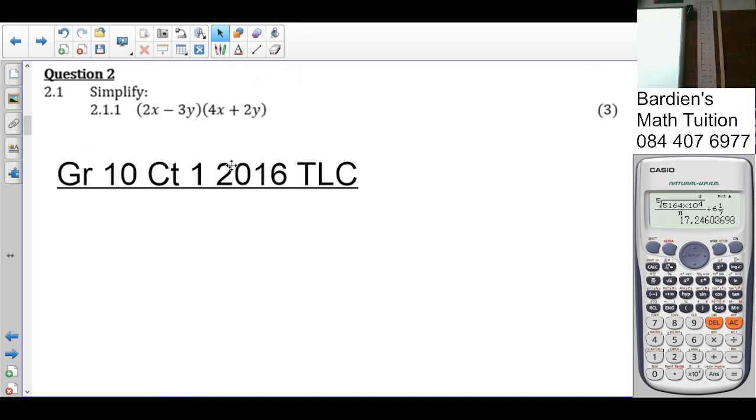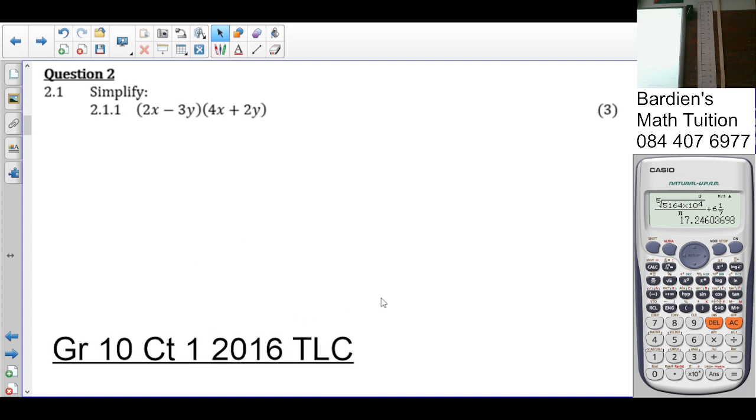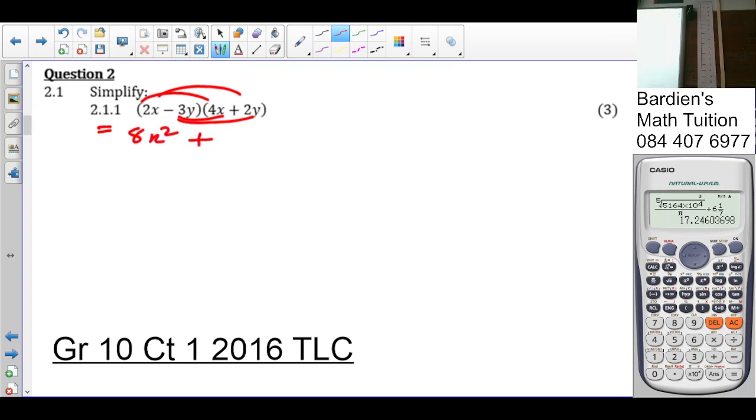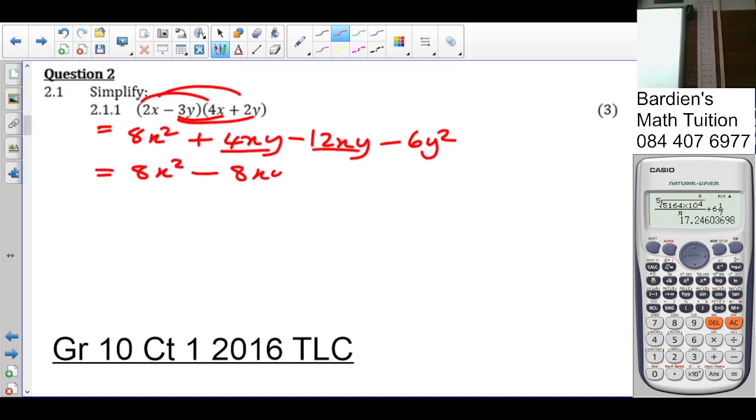Now question 1.2, get rid of the brackets. The question says simplify, so we're going to get rid of the brackets. 2x times 4x is going to be 8x squared. 2x times 2y is going to be 4xy. Negative 3y times 4x is negative 12xy. Negative 3y times positive 2y is negative 6y squared. And of course we've got like terms here. It is 8x squared minus 8xy minus 6y squared.